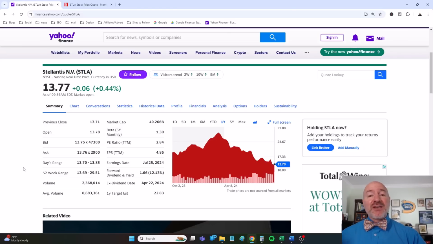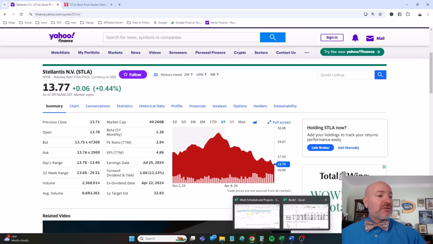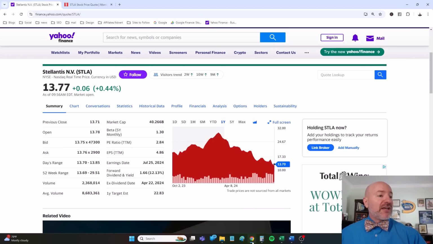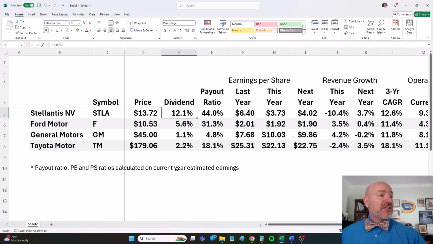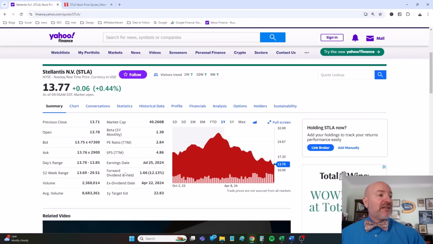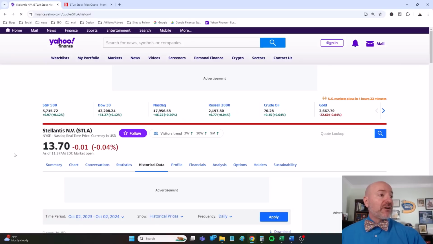Okay, they need to be reinvesting more money into their cars, into their production, into their research and development. They can't be paying out a 12% dividend yield. So what we're going to do here to double check this is look at the dividend. Here in Yahoo Finance, when you look at the dividend, understand it says forward dividend. So that's assuming that the most recent dividend continues forward for the whole year. That's how they get that.